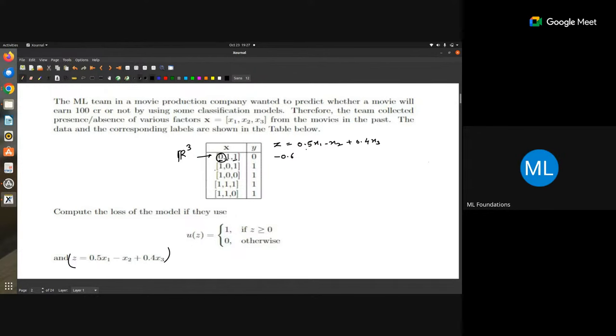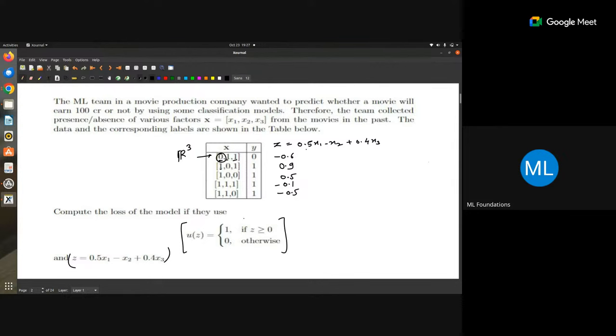If I do it for the second data point, what will happen? 0.5 plus 0.4 is 0.9. Similarly for the others, it's 0.5, then minus 0.9, minus 0.1, and here it is minus 0.5.